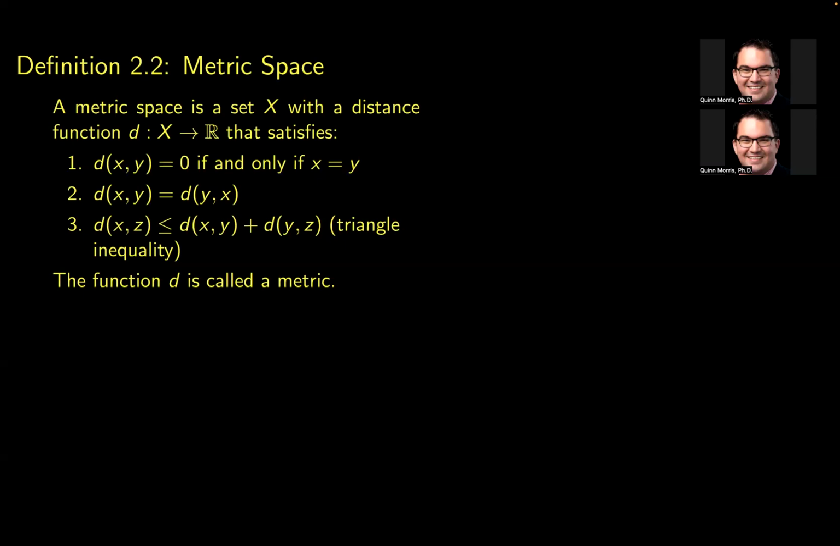The distance function is, and I'm realizing there's actually a typo here. The distance function is not from X, it's actually from X cross X into R. So it takes two different elements from X and maps them to a real number. That real number is just the distance between those two values. So this should in fact say D is a function from X cross X into R.